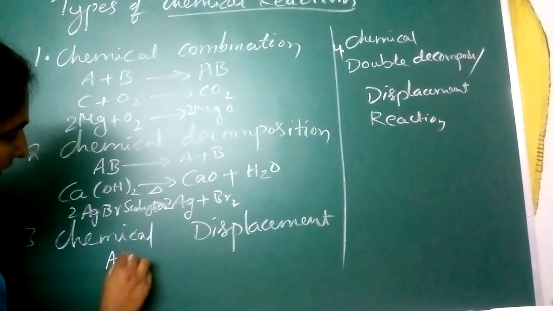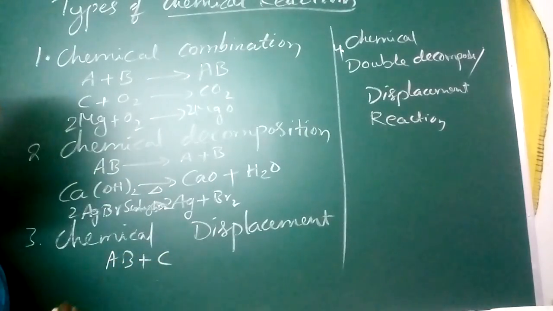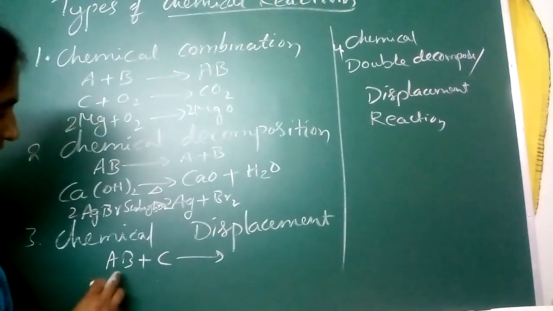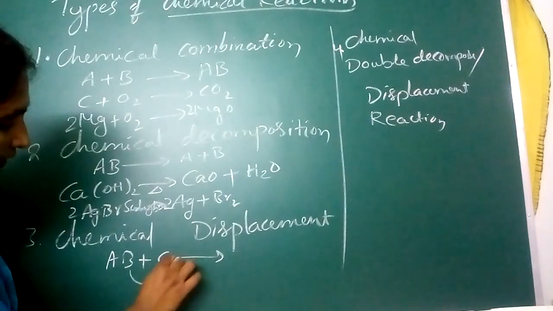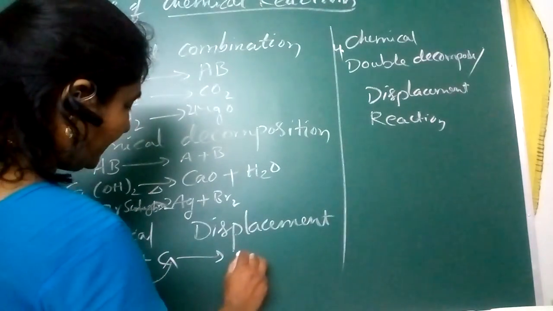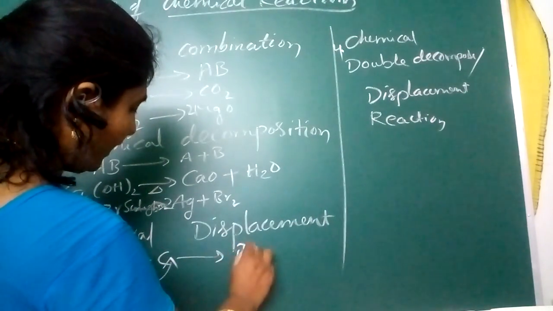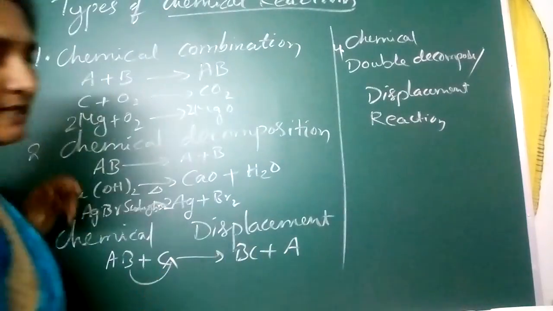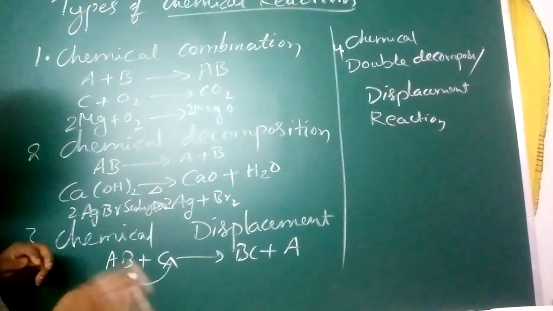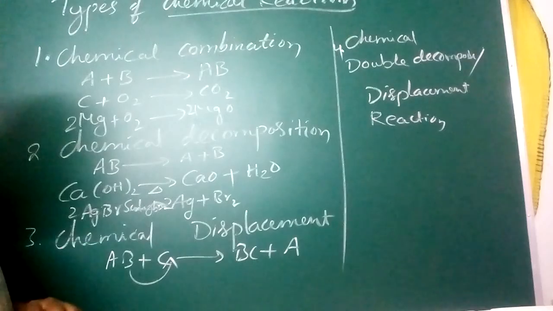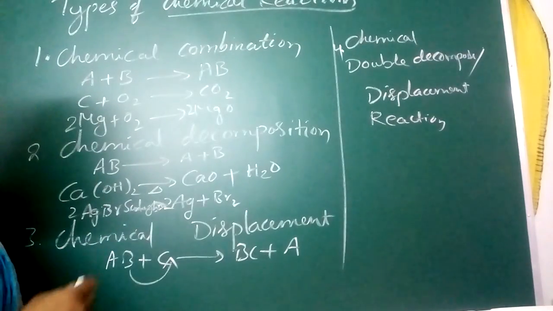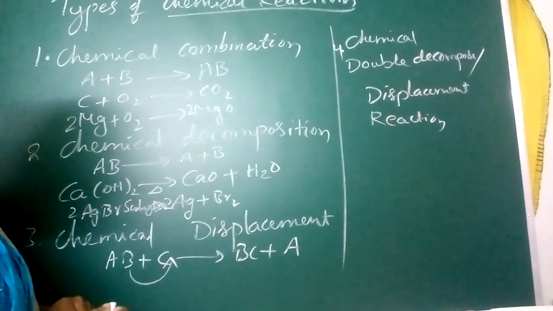A good example for this: suppose AB is there, and another C is coming after some days. Then what happens? B will come over here. That means BC will form and A will be separate. These kinds of reactions are the chemical displacement reactions.